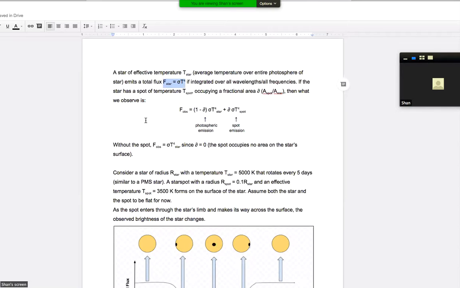So it's just going to have a temperature. Usually, the temperature of a sunspot is a lot cooler than the effective temperature of the star, and that's because it has a darker color. We can just tell by looking at the color of the spot. And this spot occupies a fractional area of delta. So that's just the area of the spot divided by the area of the star, right?